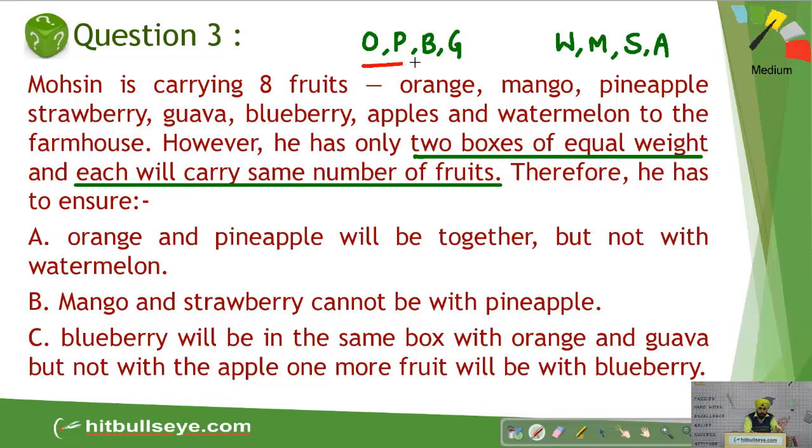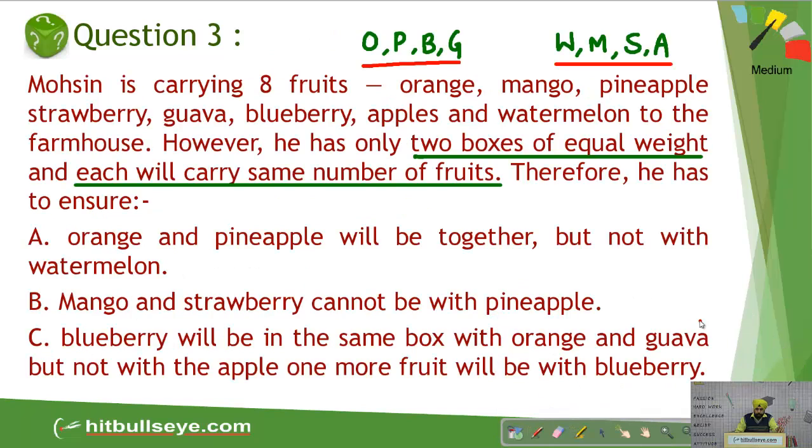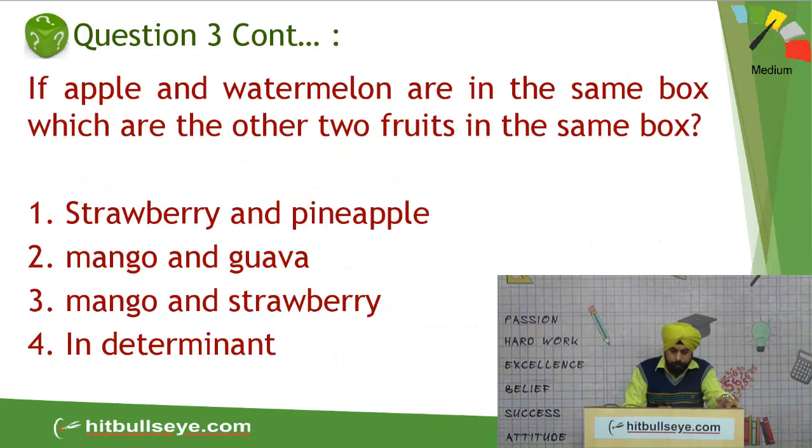Students, we can make the order here. You can see what was the question here. Question was, apple and watermelon are in the same box. Which are the other two fruits in the same box? That is mango and strawberry. Alright students. So this option saying mango and strawberry becomes your answer.